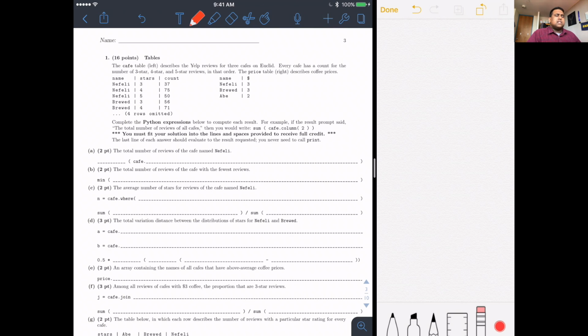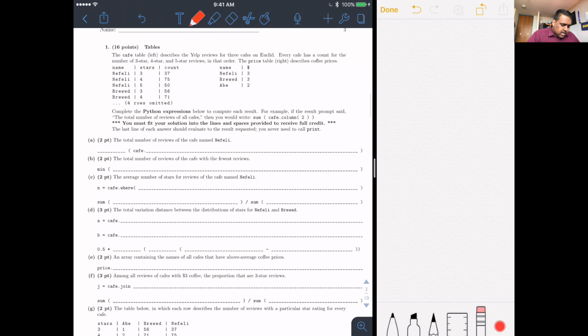So the first question is our programming question, and we're given two tables, one called Cafe and one called Price, and we're asked to write code that answers the questions that are provided. So the first question asks us to write a line of code that tells us the total number of views of the cafe named Nafali.